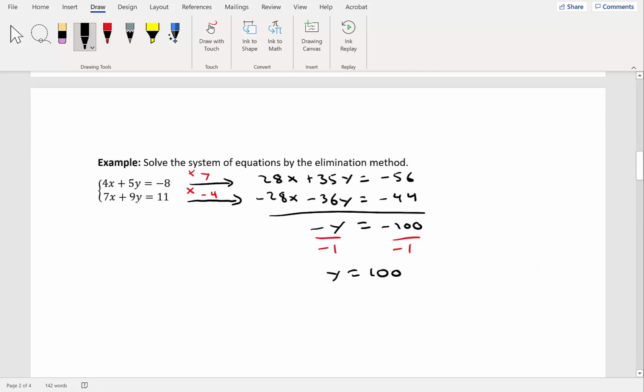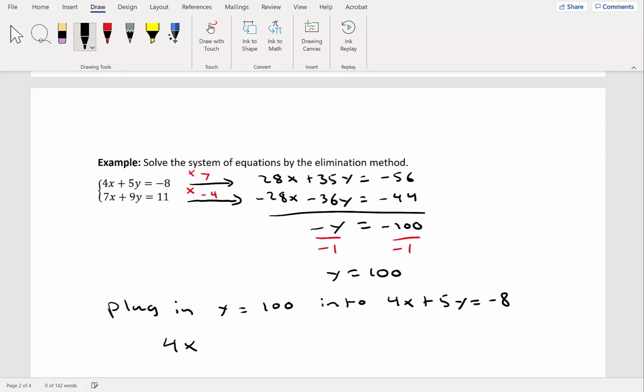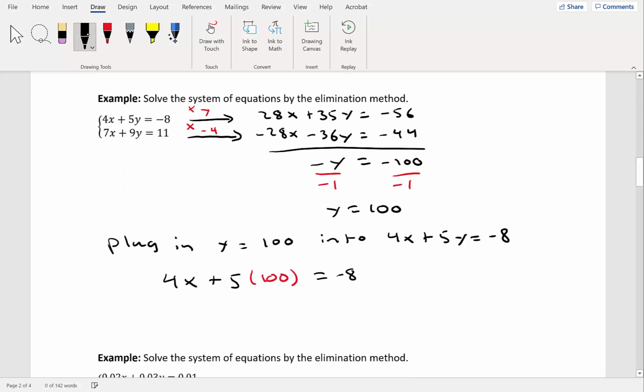Now let's go ahead and figure out our x. Let's solve for x. We have to plug y equals 100 into one of those equations. So since the first equation has smaller numbers, I'm going to go ahead and plug it into that one. So plug it into 4x plus 5y equals negative 8. So we have 4x plus 5 times our y, which is 100, equal to negative 8. Let's go ahead and simplify. So we have 4x plus 500 is equal to negative 8.